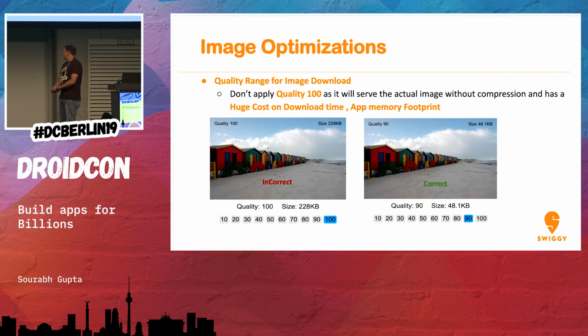If you see, we have the quality 100 as well. The quality 100 is like 228 KB, whereas quality 90 is like 48 KB. There's an 80% size difference between quality 100 and quality 90. So even if you are on a good network, we avoid downloading the quality 100 image. It will have a huge impact on your data cost plus memory footprint. So we never download the quality 100 image.